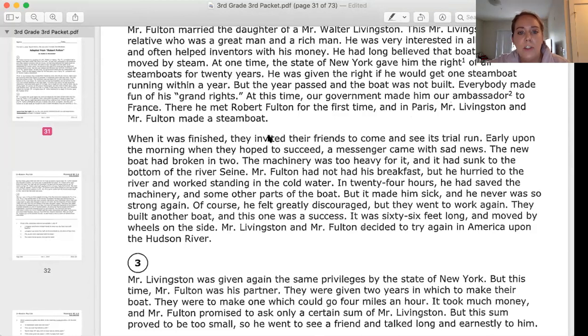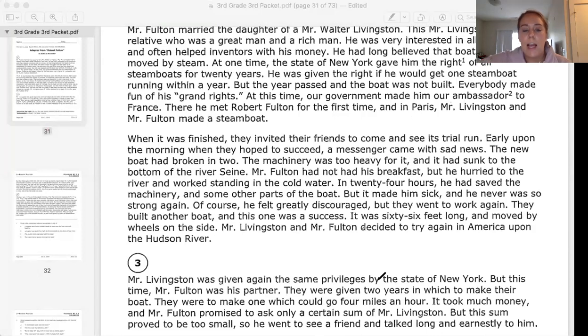Okay, perfect. So looking in paragraph 2, I love how you all were able to go back and find your evidence in your text. It says, a messenger came with sad news. The new boat had broken in 2. The machinery was too heavy for it, and it had sunk to the bottom of the river. Perfect. So again, yes, that is question number 2.